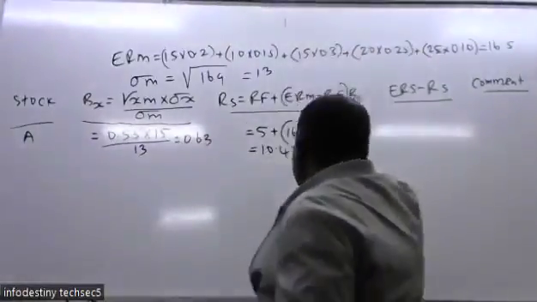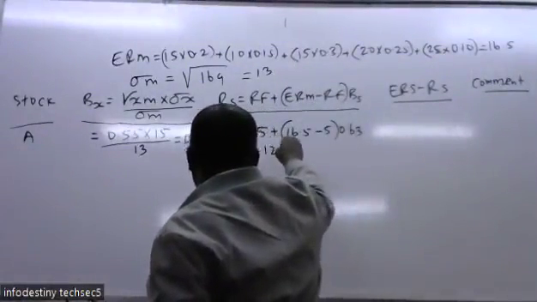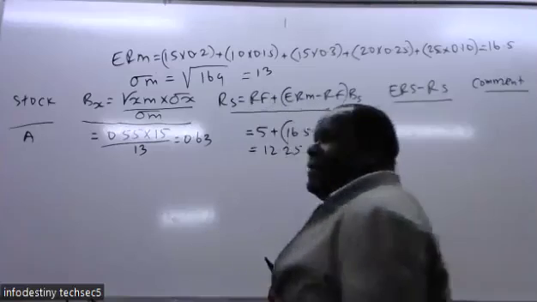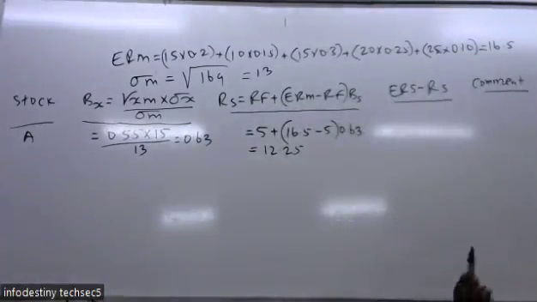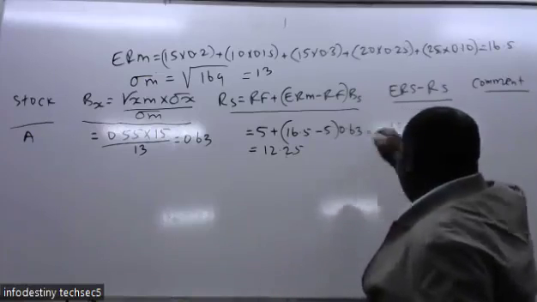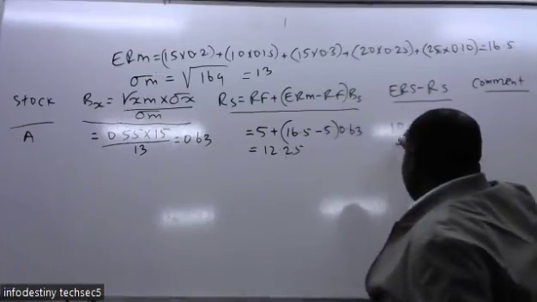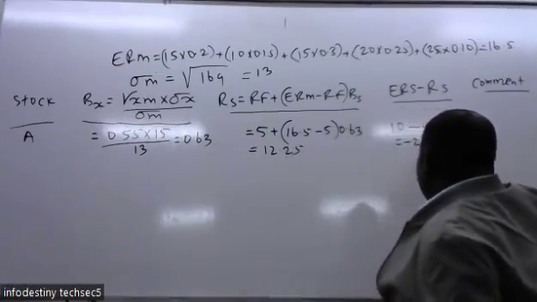12.25. Yes, so this one is giving you 12.25. The expected return is what was given. Check in the question. Are you able to see the expected return for A? It is 10, so we take 10. Now we minus 12.25, and we get a figure of negative 2.25.